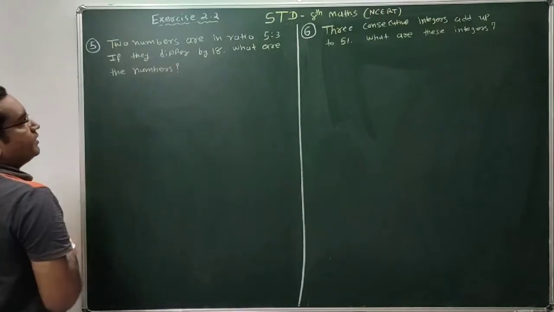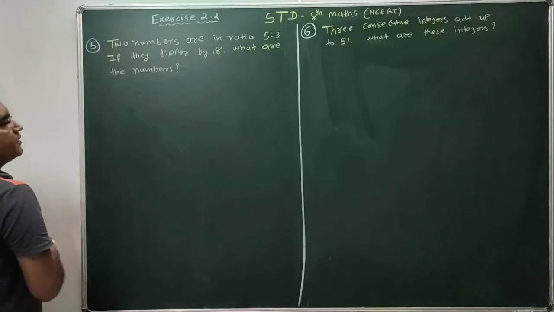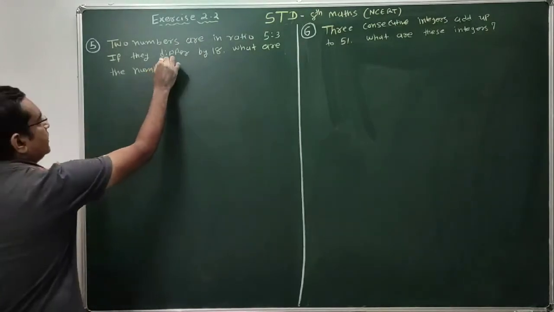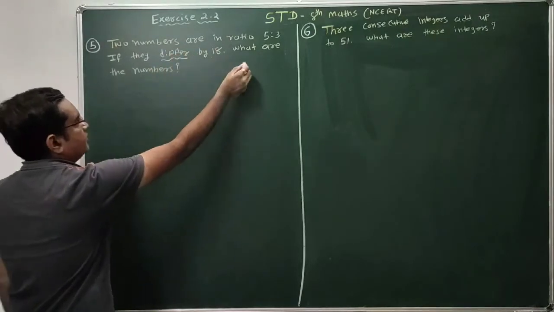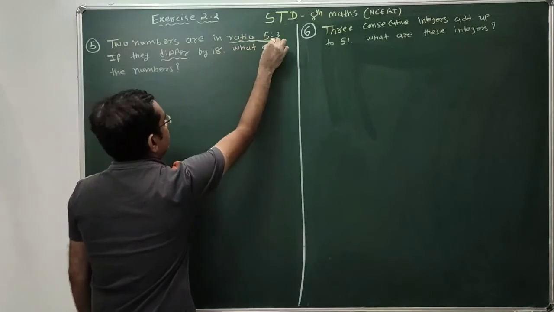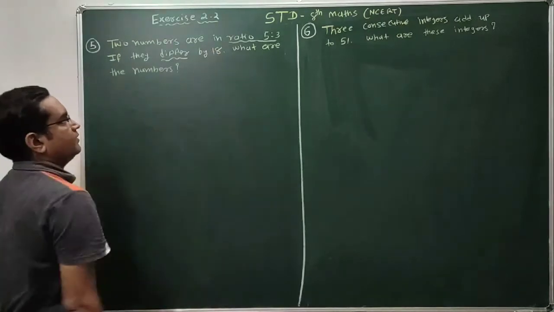So question number 5. Two numbers are in the ratio 5:3. If they differ by 18, what are these numbers? Two conditions are given. The numbers are in the ratio 5:3 and the difference between the two numbers is 18.